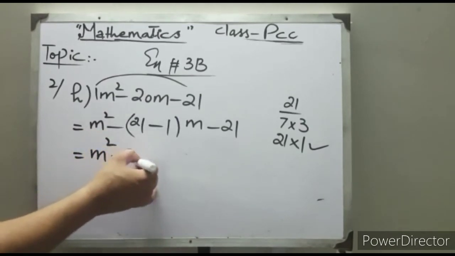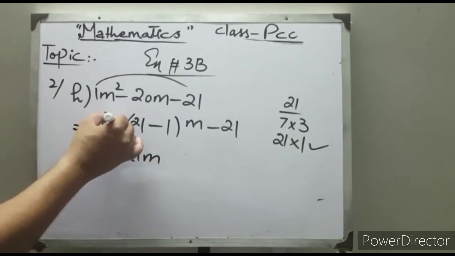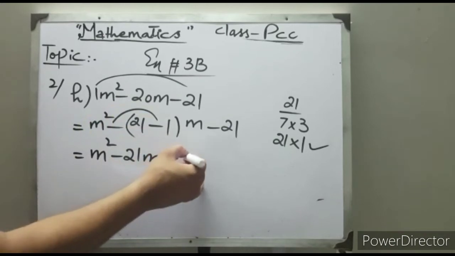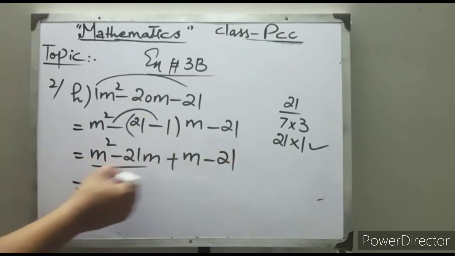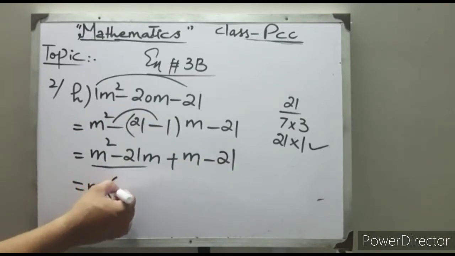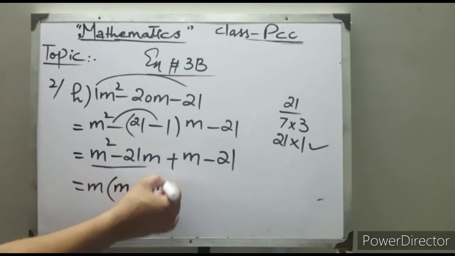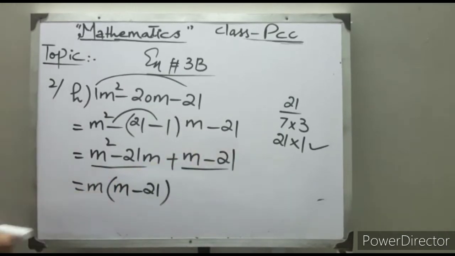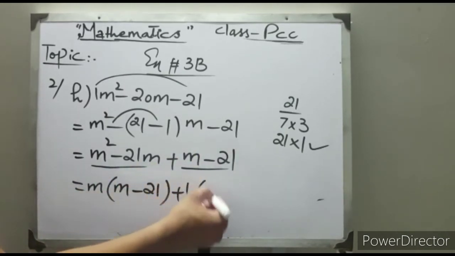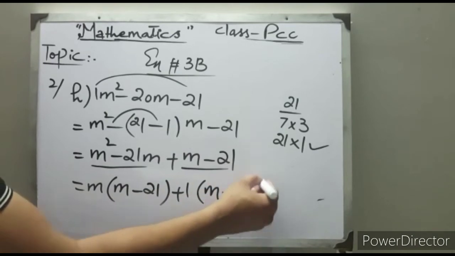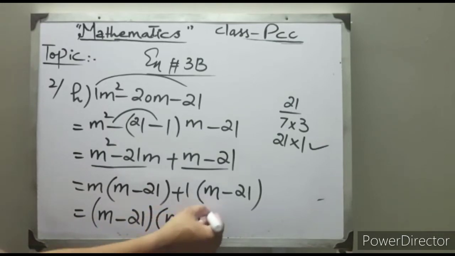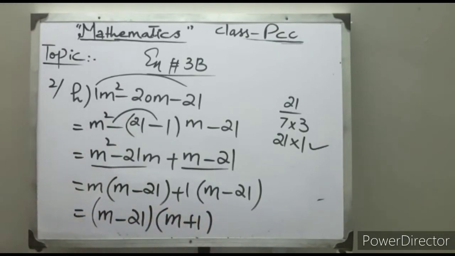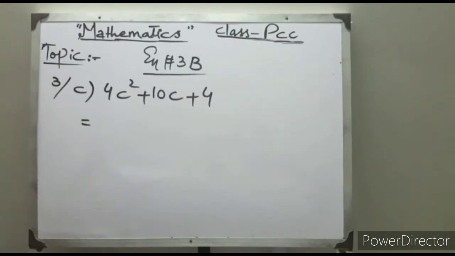m square minus 21m. This minus and minus will make positive m minus 21. In the first pair we have m common. So we have m minus 21, and in the last we have nothing but 1 common, m minus 21. So we have m minus 21 and m plus 1. This is the factorization of this quadratic expression.